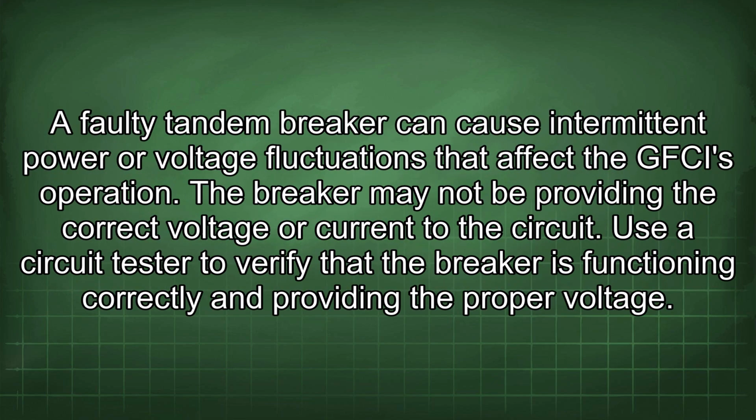A faulty tandem breaker can cause intermittent power or voltage fluctuations that affect the GFCI's operation. The breaker may not be providing the correct voltage or current to the circuit. Use a circuit tester to verify that the breaker is functioning correctly and providing the proper voltage.